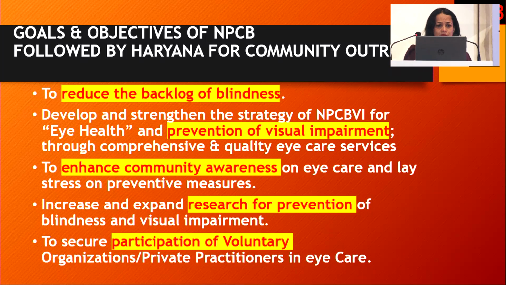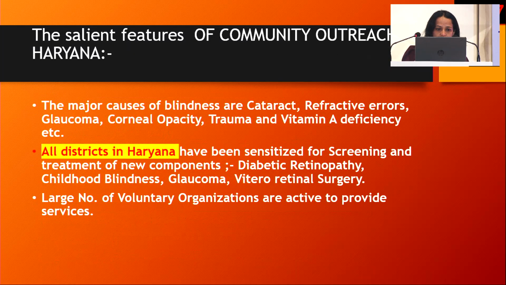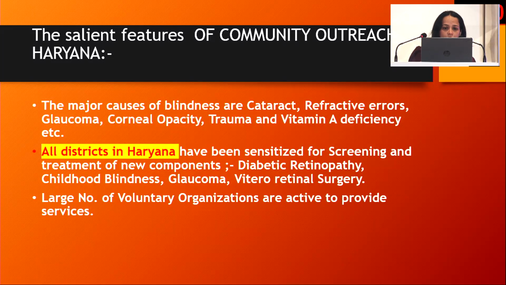So their main objective is to reduce the backlog of blindness, to develop and strengthen the strategies of NPCB, that is the eye health intervention of visual impairment, to enhance community awareness, to increase and expand the search for the prevention of these blindness causes, and to secure more participation of the voluntary organizations and the private practitioners. The major causes of blindness in Haryana are cataract, refractive errors, glaucoma, corneal opacity, trauma, and vitamin A deficiency.